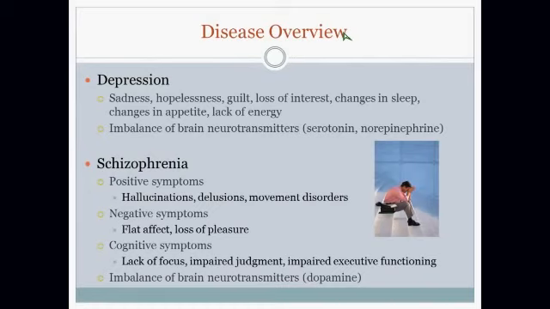Schizophrenia, that has three sets of symptoms, usually positive symptoms, which are hallucinations, delusions, movement disorders. Negative symptoms, which have to do with emotions and behaviors, so like a flat affect or loss of pleasure, and cognitive symptoms. Lack of focus, impaired judgment, impaired executive functioning. So some of the people who suffer from schizophrenia have a hard time understanding information and then being unable to make a decision based on that information. And we think that schizophrenia has to do with the imbalance of dopamine.